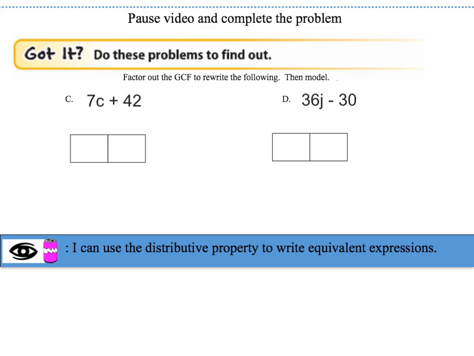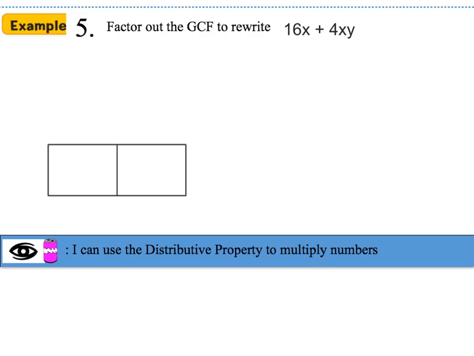So pause the video and complete these guided problems, and we'll discuss the answers in class tomorrow. Notice I've got 2 guided problems, guided problem C, guided problem D, and be sure to show me a model to support your answer. So for example 5, it says factor out the greatest common factor to rewrite 16x plus 4xy. Once again, you cannot combine 16x and 4xy because they're 2 different terms.